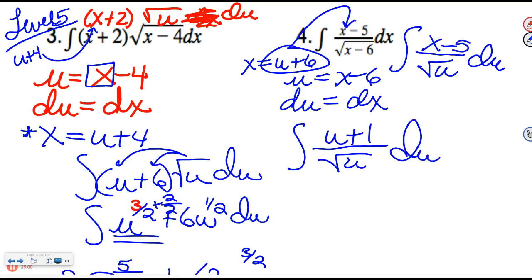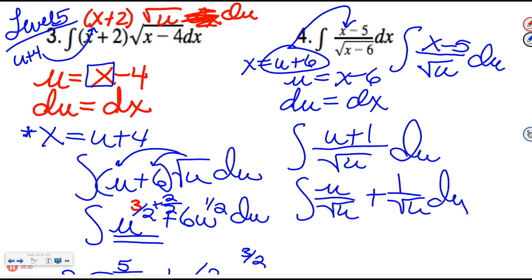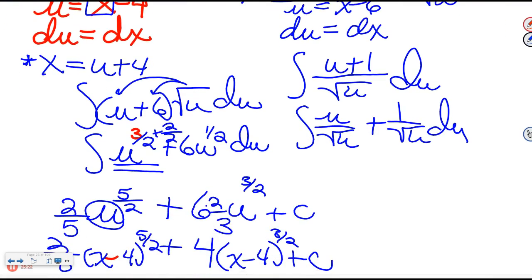Now you follow procedure. This could have been on 4.1. It would have been all x's. And what would I have told you to do right here? Do you remember? It's a hard one. Yeah, you'll break it apart. You're going to make it u over root u plus 1 over root u. Exactly, Hannah. And I proceed as usual, right?